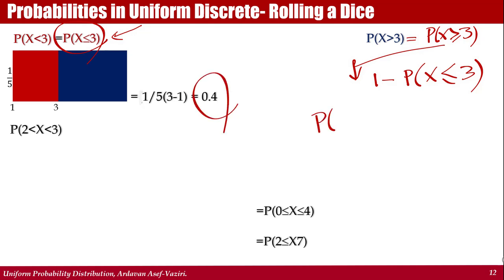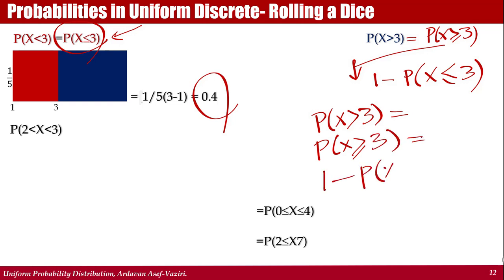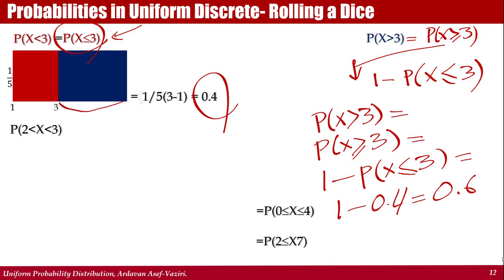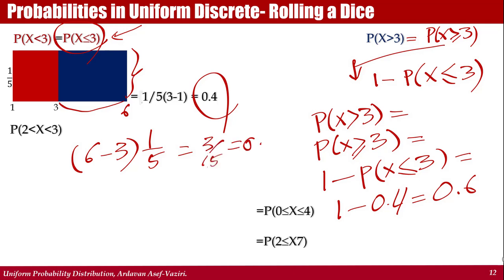Therefore, probability of x being greater than 3, which is equal to probability of x being greater than or equal to 3, is equal to 1 minus probability of x being less than or equal to 3, and that is equal to 1 minus 0.4, which is equal to 0.6. Obviously, we could have also said this width is 6 minus 3, and this height is 1 over 5. Therefore, that is 3 over 5 or 0.6.